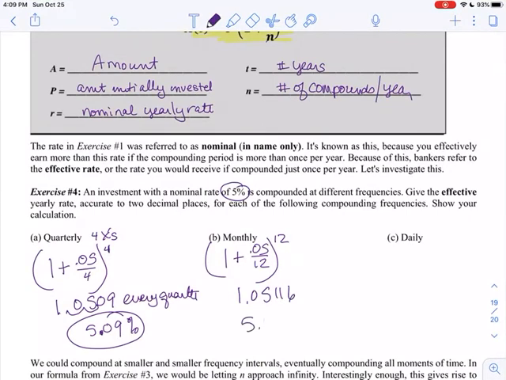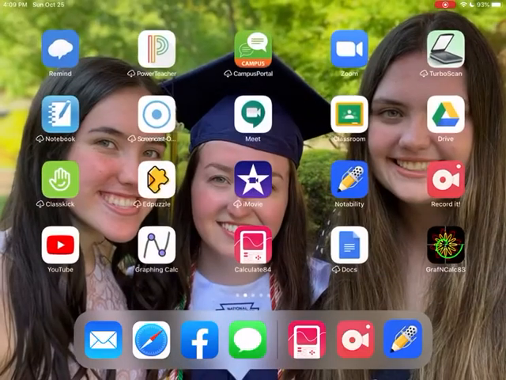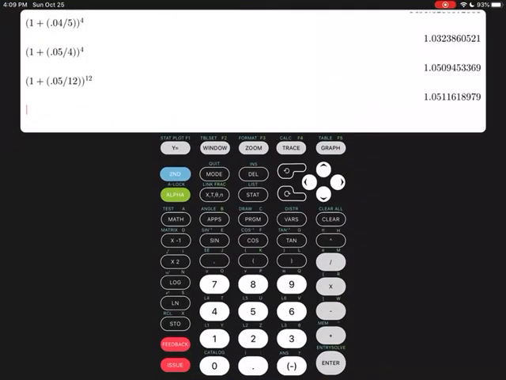So you can see 1.0511, I really have 5.12%. It's making a big difference, the number of compounding periods that I have. 1.05116, which is 5.12%. I'm moving that decimal over two places, 5.12%.